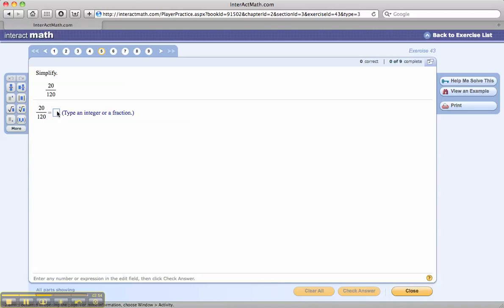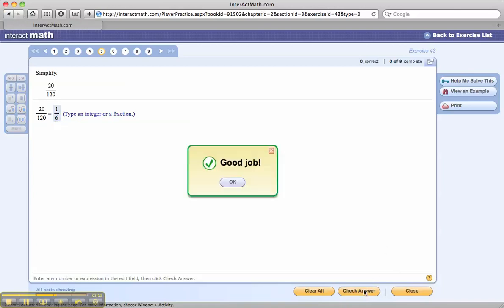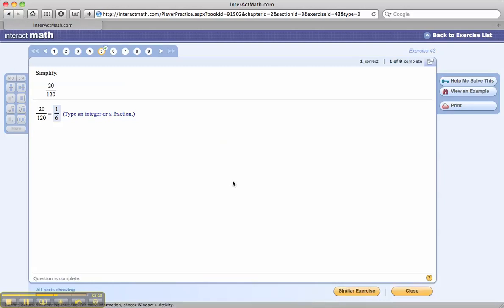And then if I go over here, one thing to keep in mind is that we have this little toolbox over here. So if we want to write fractions, we're going to pick this, which is fraction. And that's a 1. And that's a 6. And I just know that because I'm a math teacher. And I'm going to check my answer. And it tells me I did a good job. So that's awesome.